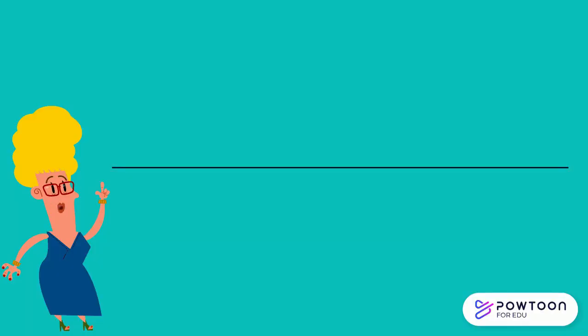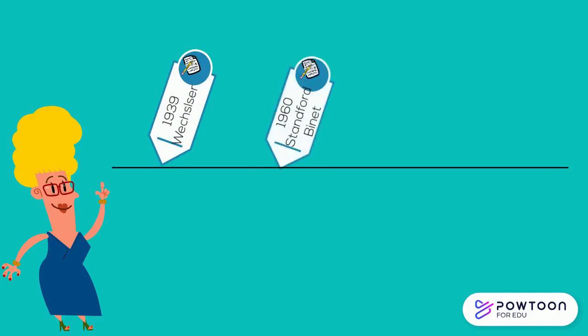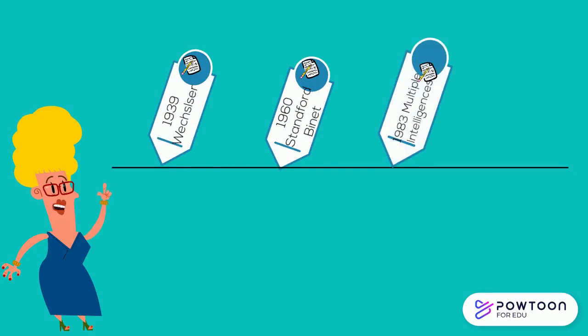These are some of the more popular intelligence tests that are used. I say used, but the Gardner theory of multiple intelligences is not used because it's not been scientifically or empirically proven, so it's not really a test.